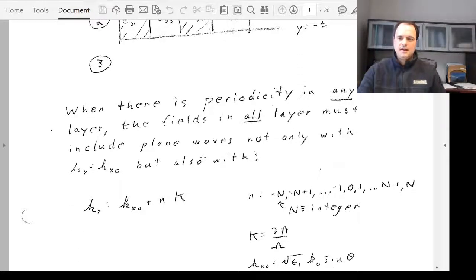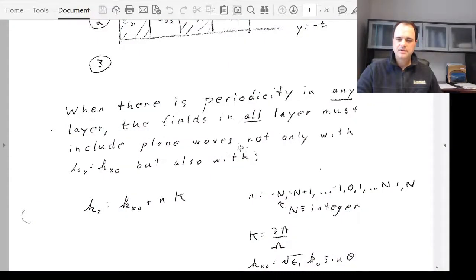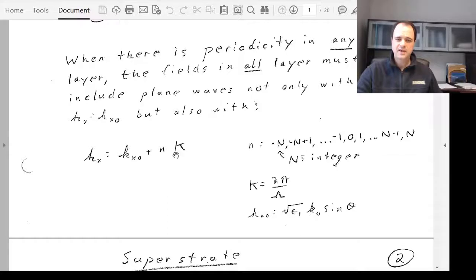Now, we learned in the last lecture about the Floquet theorem, which basically said that when there is periodicity in any layer of the structure, the fields in all the layers must include plane waves not only with the original wave vector of the wave, but also with wave vectors that are different than the original one by a multiplicative factor of capital K. And that's the usual notation used, capital K. Sometimes G, but typically it's K.